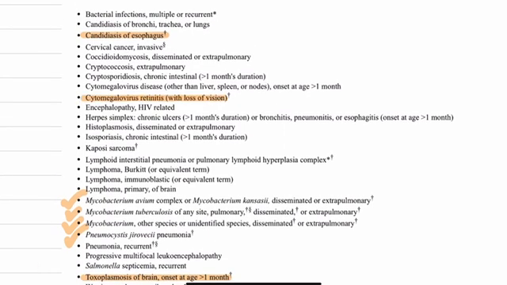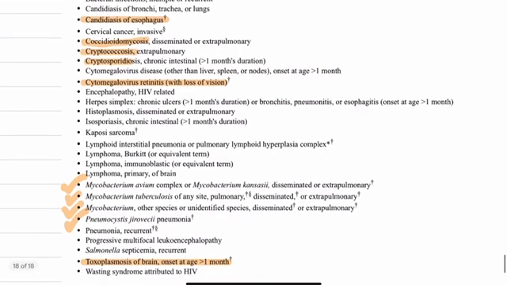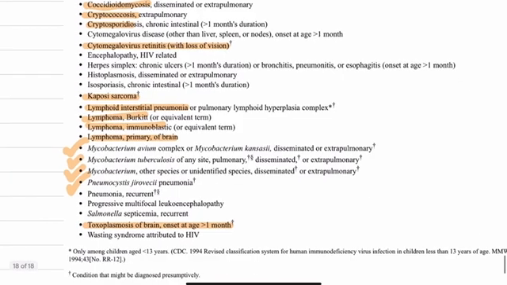CMV retinitis, you remember it. Cryptosporidium, you remember it. Coccidioidomycosis, you remember it. Kaposi sarcoma, remember it. They can ask which cancer: it is Kaposi sarcoma, lymphoid interstitial pneumonia, lymphoma, Burkitt lymphoma, immunoblastic lymphoma, primary lymphoma of the brain. Okay, these are the AIDS defining illnesses.